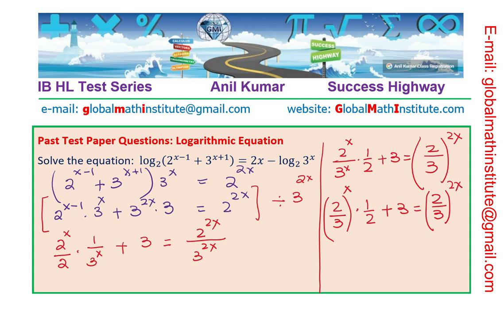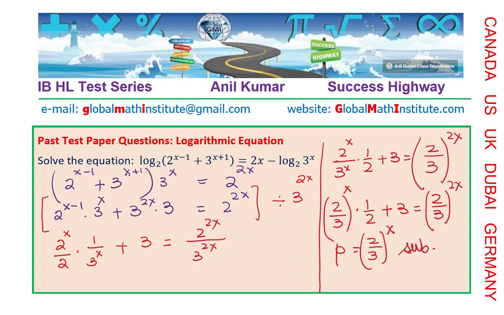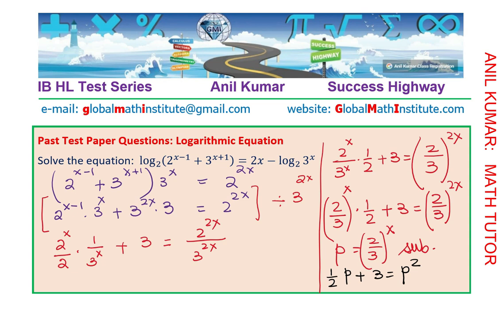Now that becomes a quadratic equation if I substitute p equals, let's say, 2 over 3 to the power of x. If I make this substitution, what happens? In that case, we could rewrite this equation as half p plus 3 equals p square. You get it? So we have now a quadratic equation to work with, and that is how we actually solve this question. Perfect. So we could rewrite this as p square minus half p minus 3, right?